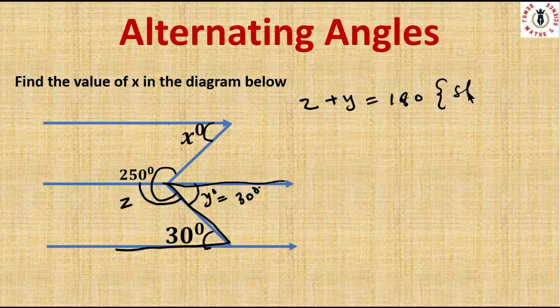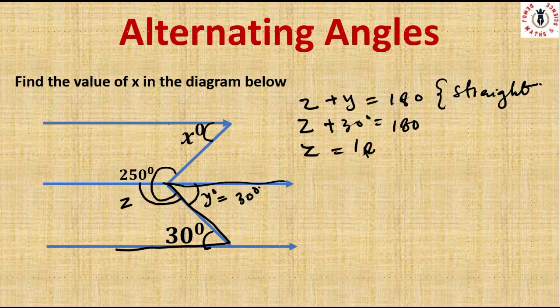That is angle on a what? A straight line. Angle on a straight line. So my Z now plus 30 degrees is equal to 180. Z will be the same thing as 180 minus 30, which is equal to 150 degrees. So what I have here is 150 degrees.